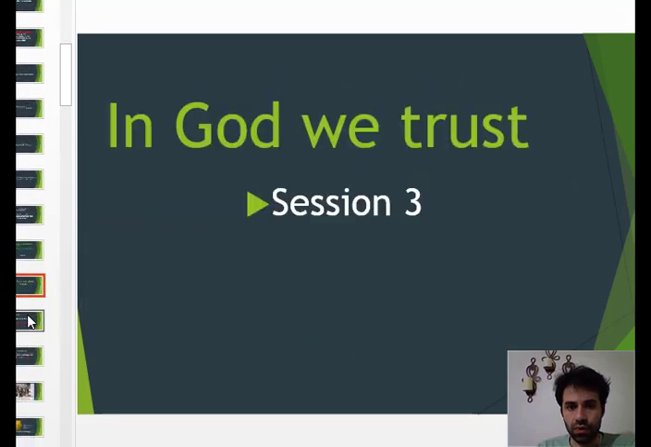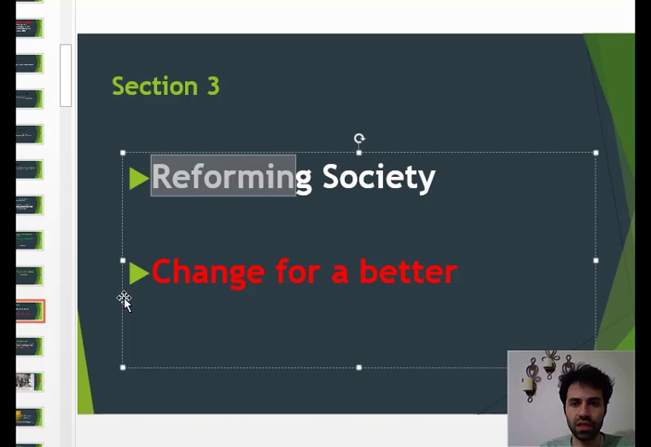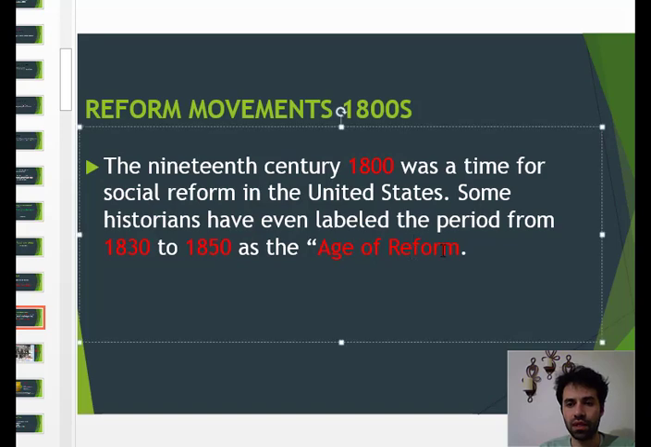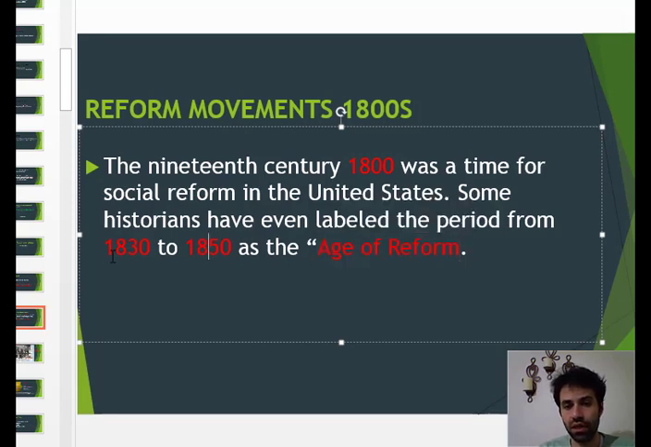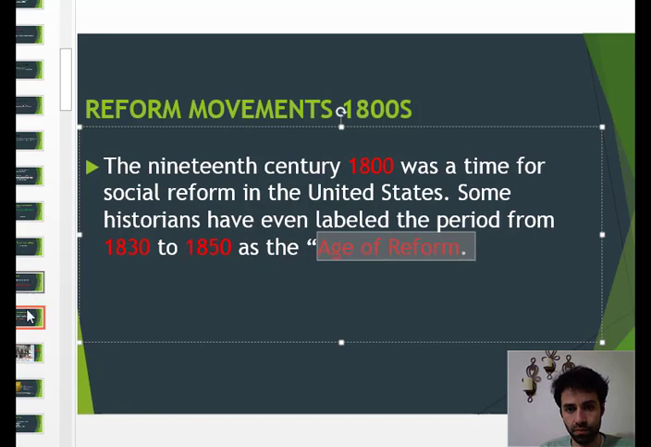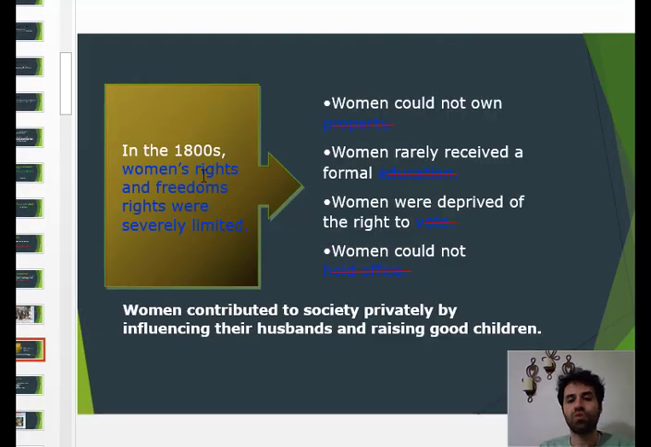Okay, let's move on to the next point. This chapter is all about reforming society. The word reform means a big change for something better. Now, the areas of reform included women's rights, one of the most important areas. There were many other reforms in the 1800s in the United States, mostly from 1830 to 1850, which they call the age of reform. The Beecher family is called the family of reformers because they were very influential at that time in creating those reforms.